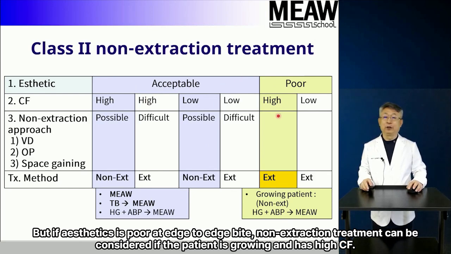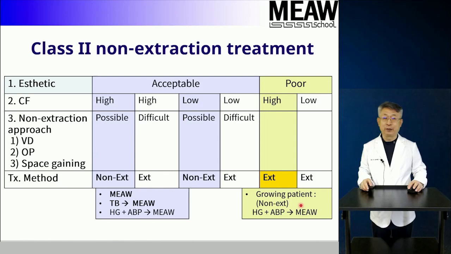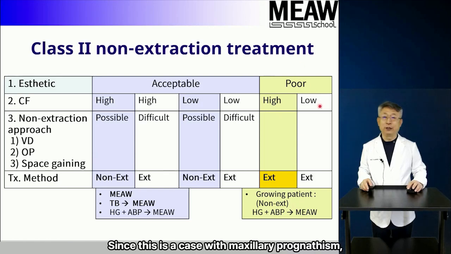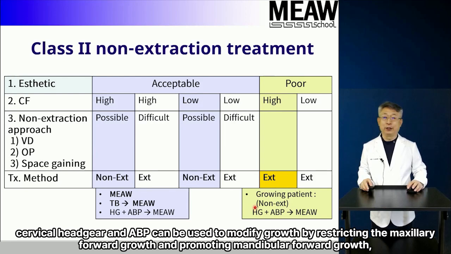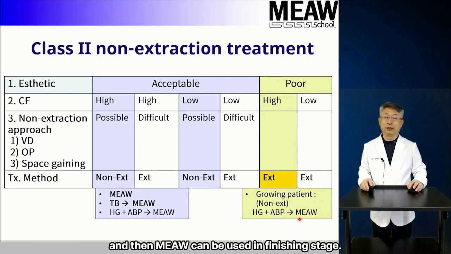But if aesthetics is poor at edge-to-edge bite, non-extraction treatment can be considered if the patient is growing and has high CF. Since this is a case with maxillary prognathism, cervical headgear and a BP can be used to modify growth by restricting the maxillary forward growth and promoting mandibular forward growth. And then MEAW can be used in finishing stage.